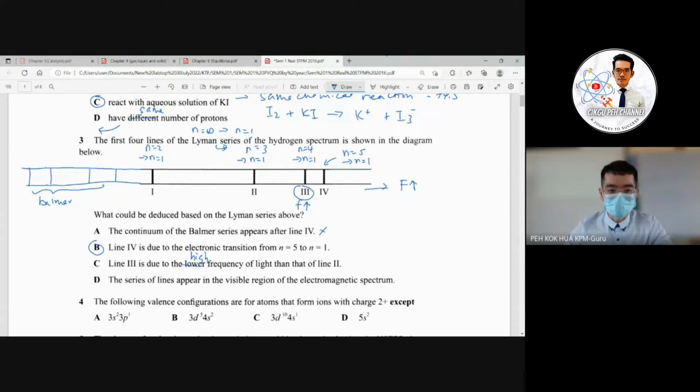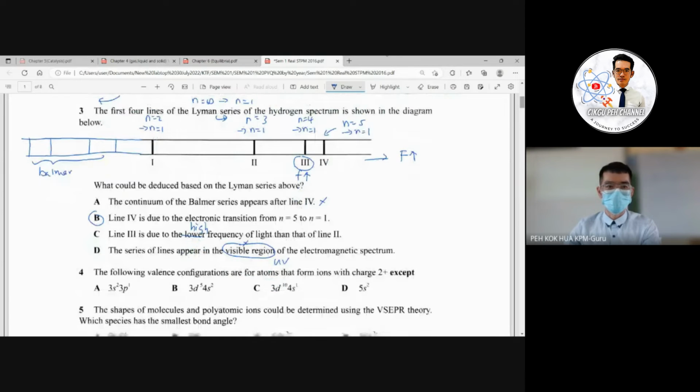Okay, and then D, the series of the line appear in visible light region. So here will be also wrong already, because the visible light region is referring to the Balmer series. So here the Lyman series is referring to the UV region. So here is wrong already. Okay, so the answer is B for number 3.